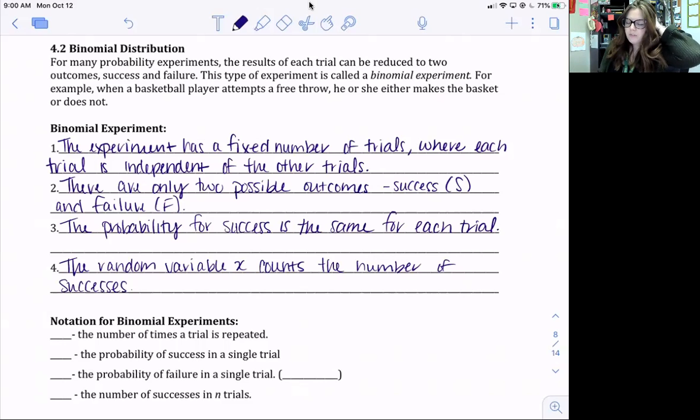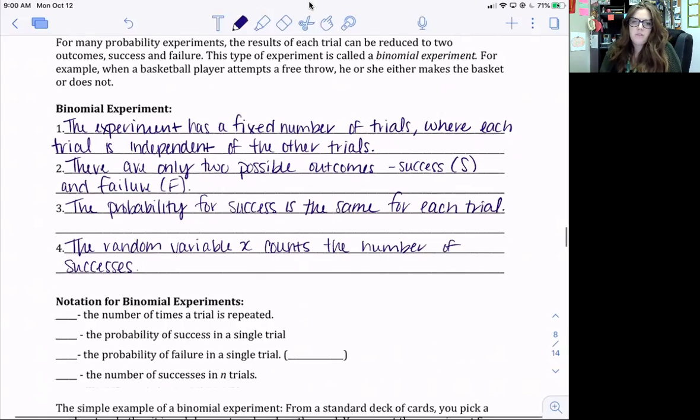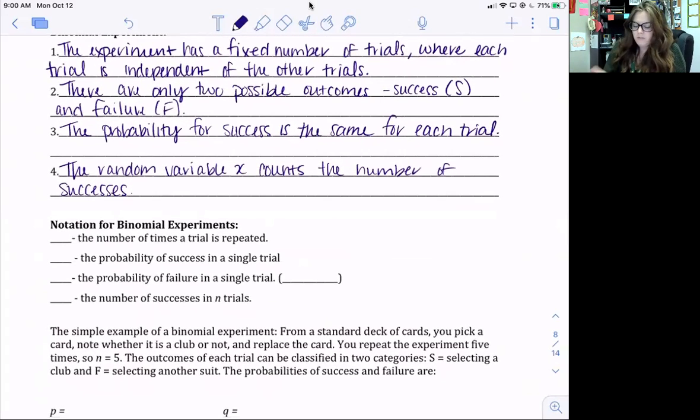Okay, so we have a couple of different variables. The notation for binomial experiments: the number of times a trial is repeated is our n, or our sample size. The probability of success in a single trial, we're going to use lowercase p. And the probability of failure, we're going to use lowercase q. And we know that lowercase q is 1 minus p. And then x, the random variable, represents the number of successes in n trials.